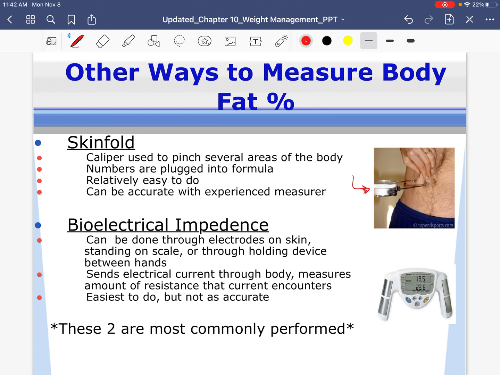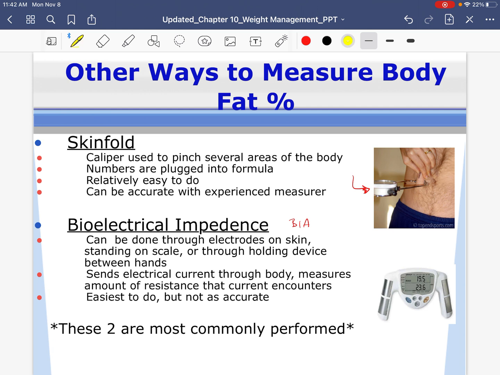Other ways, the good old-fashioned skin fold calipers. These can be reasonably accurate, but the problem with this is that you need someone who's experienced to do it. The calipers themselves can cost you $10. Well, that's easy. But you need someone with the proper training to do it. So the room for error is much higher.